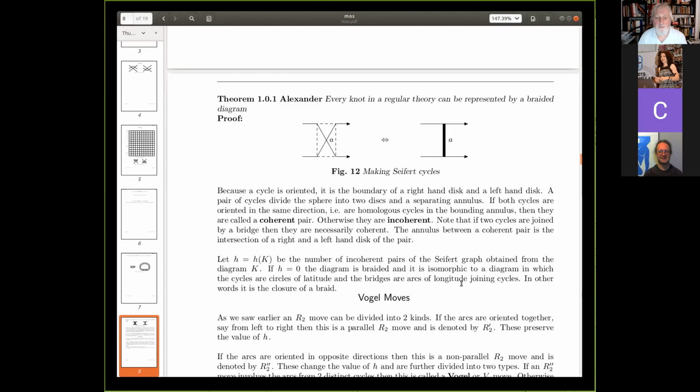And notice, if h is 0, then there are two polar regions. You know, there's a northern pole and a southern pole. I don't know, let's say the northern pole is the left-hand disk and the southern pole is the right-hand disk. Okay.